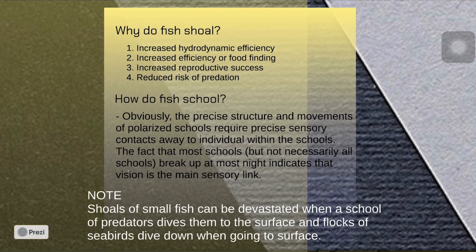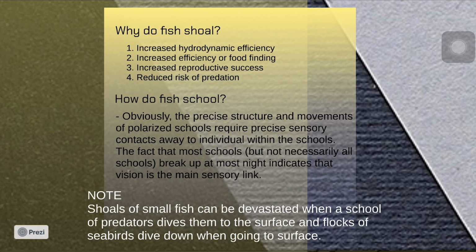Next, how do fish school? Obviously, the precise structure and movements of polarized schools require precise sensory contacts between individuals within the schools. The fact that most schools, but not necessarily all schools, break up at night indicates that vision is the main sensory link. So fish do have a sensory link so that they can gather in one place, like we saw in the picture of how fish school.